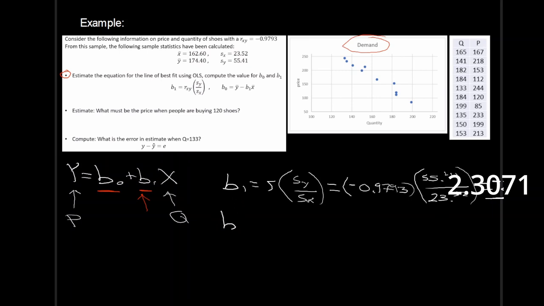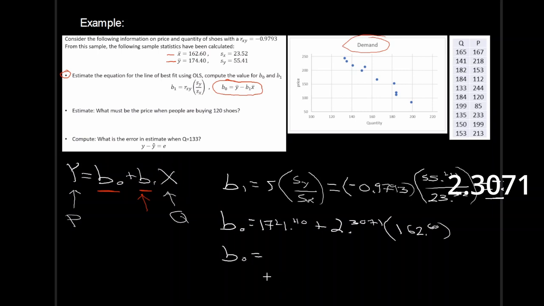From that, once we have that, we need to work out B0. And what we got for B0 is, well, here, we've already done all that algebraic work for us. We've rearranged the equation to say, hey, you can just calculate B0 as y bar minus B1 times x bar. So, hey, we have our values of x bar and y bar given to us up top here. So let's just go and put that in as such. So we have y bar of 174.40. And then we're going to minus our B1. B1 is negative 2.3071. And then times our value of x bar. X bar is 162.60. Okay. Keep in mind, minus negative, we could rewrite that as, there we go, plus.